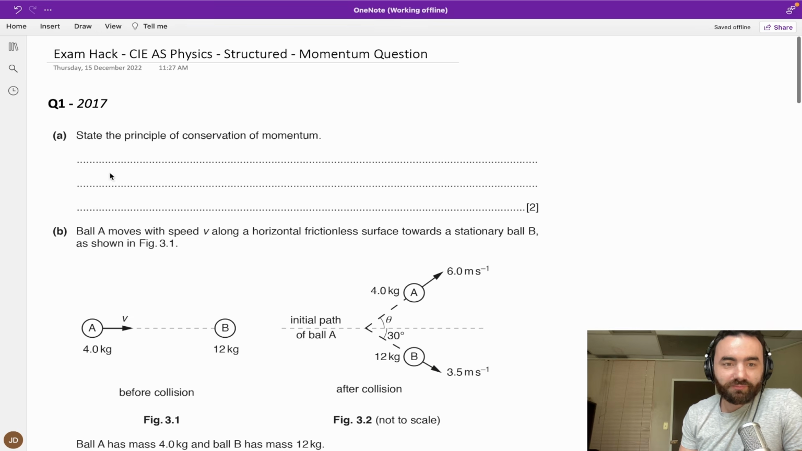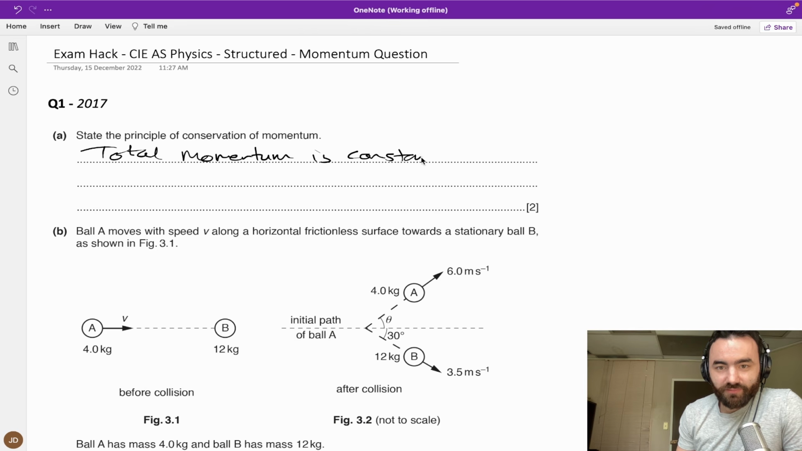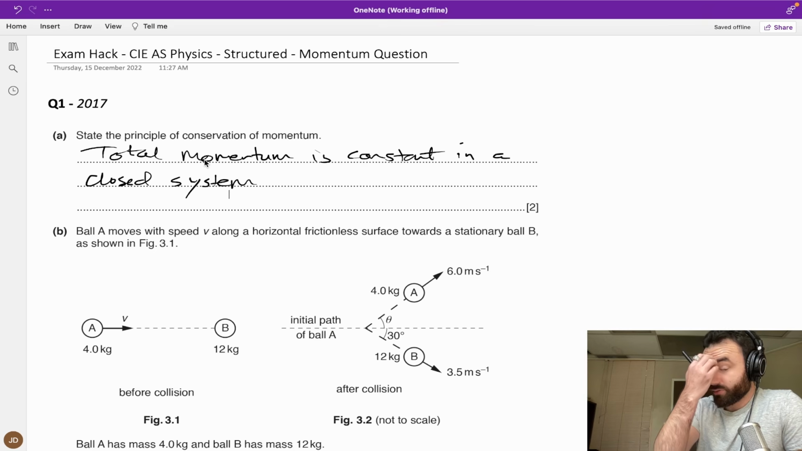Well, this is just simply the total momentum is constant. It doesn't change. We can have a bunch of collisions, interactions, but the total momentum is constant in a closed system. And a closed system just simply means that there's no external forces acting on the system. Nothing's coming in from outside of the interactions that we're concerned with.